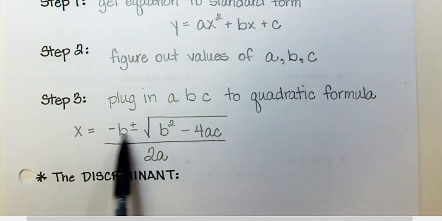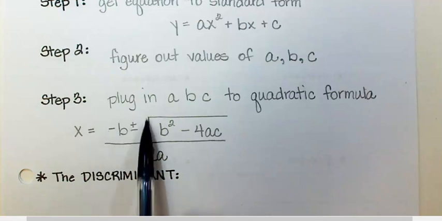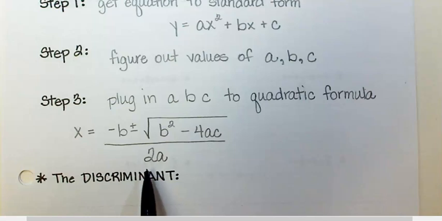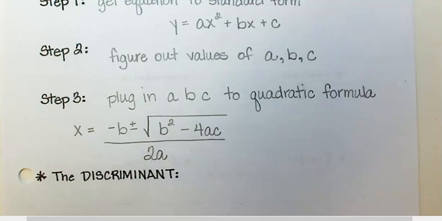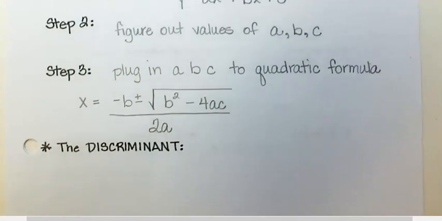Okay. So your solutions are going to be negative b, remember b from your standard form right here, plus or minus. So you're going to go negative b plus the square root of all of this divided by 2a, and then you'll do it again, negative b minus the square root of all of this divided by 2a, so that you'll come up with two answers in most cases. Sometimes not, but most of the time you will.